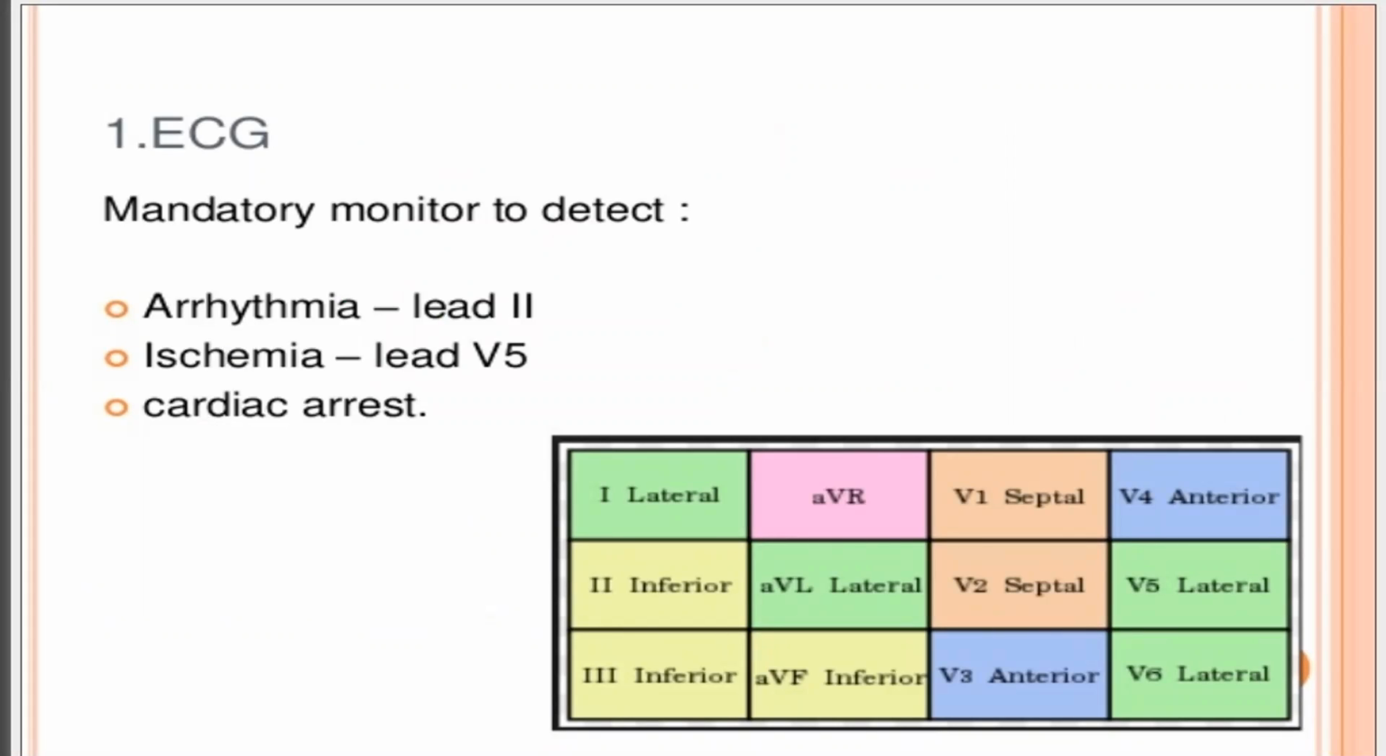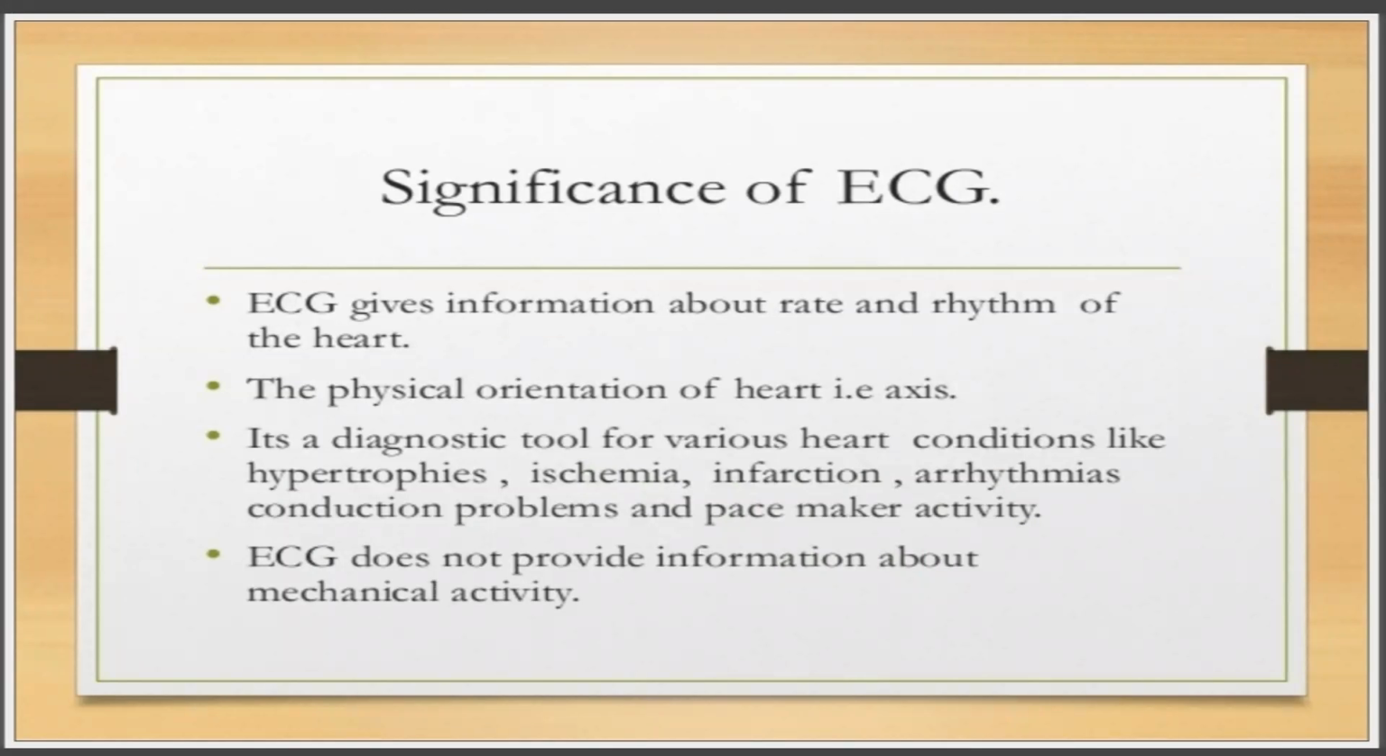ECG is a mandatory monitor to detect arrhythmia, ischemia, or cardiac arrest. Significance of ECG: ECG gives information about rate and rhythm of the heart, physical orientation of the heart, that is, axis, and is a diagnostic tool for various heart conditions like hypertrophies, ischemia, infarction, arrhythmia, conduction problems, and pacemaker activity. ECG does not provide information about mechanical activity.